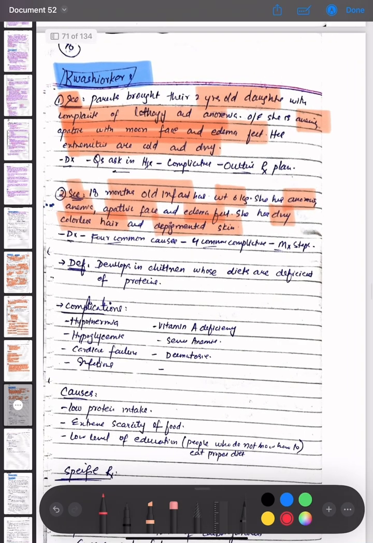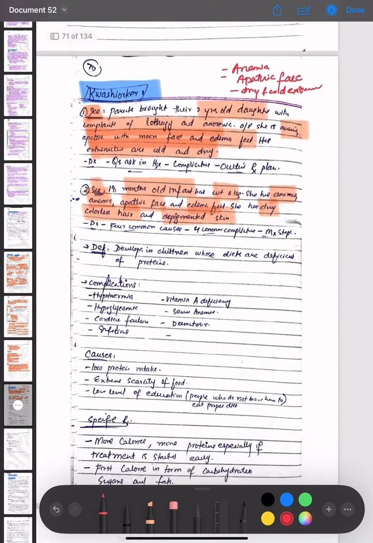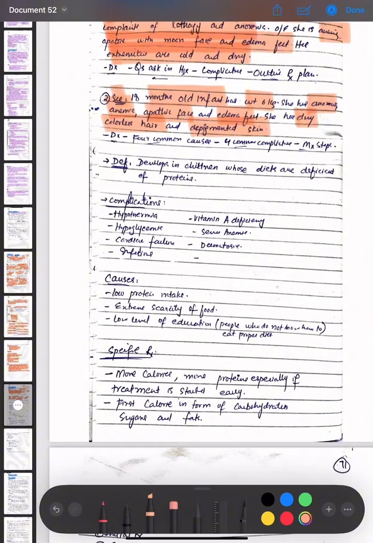Whenever there is a patient who has anemia, who has an apathetic face, and who has dry and cold extremities, so this refers towards Kwashiorkor. Now let's discuss the definition of Kwashiorkor.